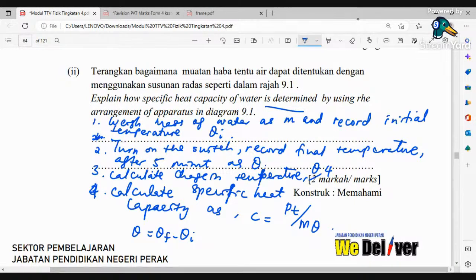Okay, so first weigh the mass of water as M and record the initial temperature theta I. Turn on the switch, record the final temperature after 5 minutes as theta F. Okay, calculate the change in temperature theta. Calculate specific heat capacity as C equals PT divided by M theta. Yes, so 4 marks should be 4 points here.